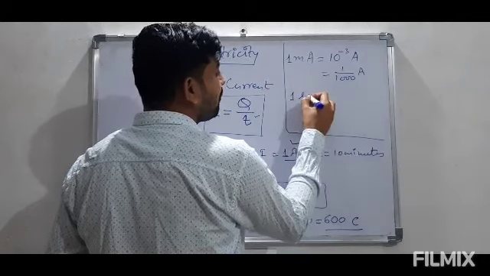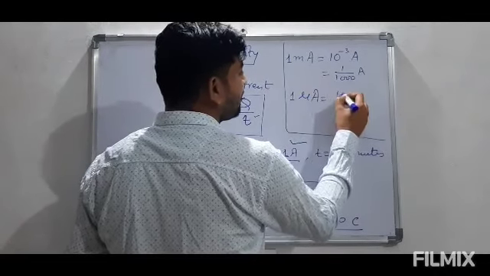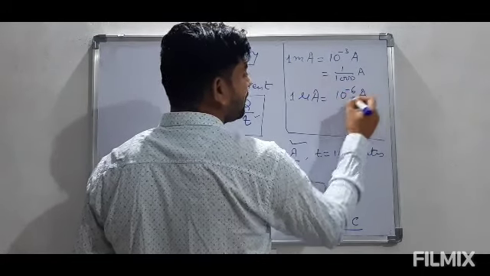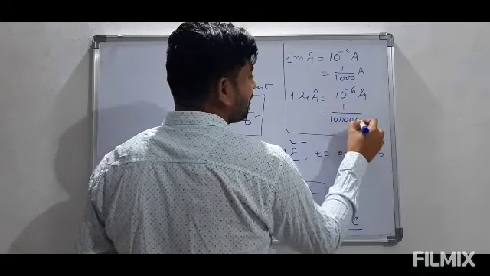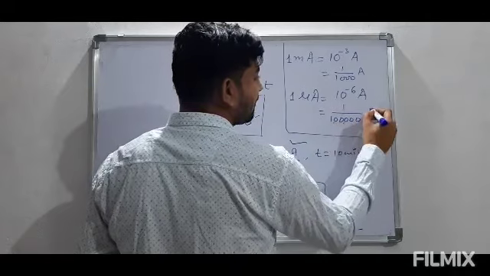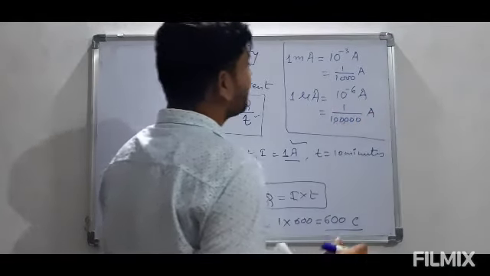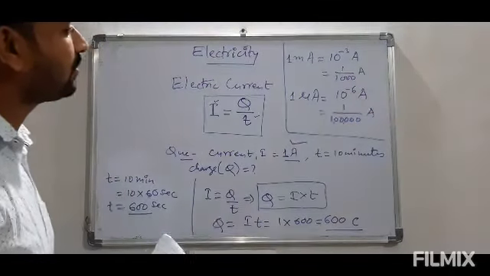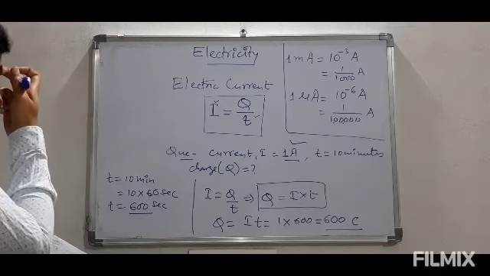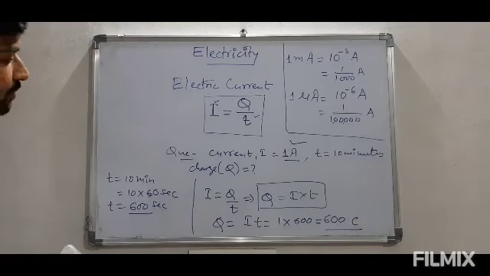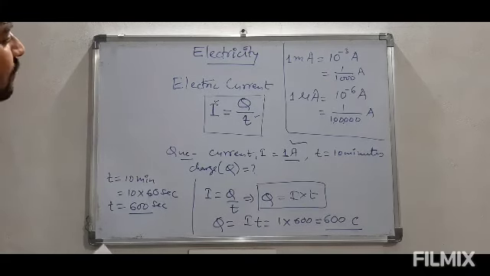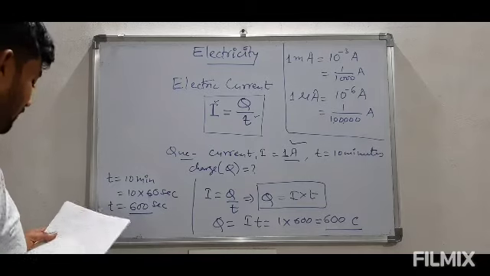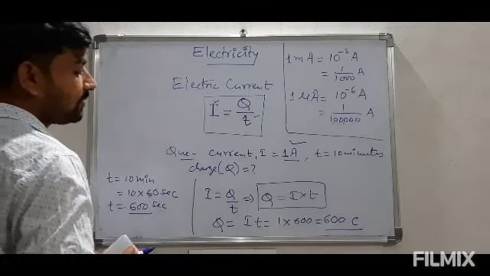Then we have microampere, that is 10 raised to power minus 6 ampere, that is 1 upon 10 lakh ampere. So these are quite useful when we go through the questions, so that you can use them in your numerical problems. So this is what I wanted to share about electric current. Now let us move to the next topic that we discussed, that is electric potential.